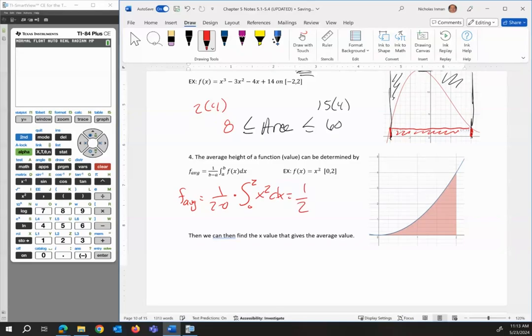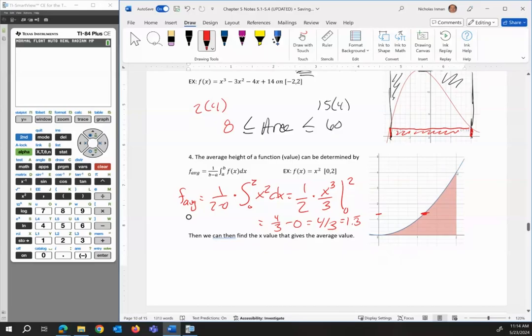So 1 over 2 times, x squared, we can do this, would be x cubed over 3 in our bounds from 0 to 2. We plug in 2. 2 cubed, that's 8 over 3. And really 8 over 6, so 4/3. Plug in 0, that would be 0. So we get 4/3, about 1.3 repeating. That is called the average height. 1.3 is about here. That is the average height of our function.